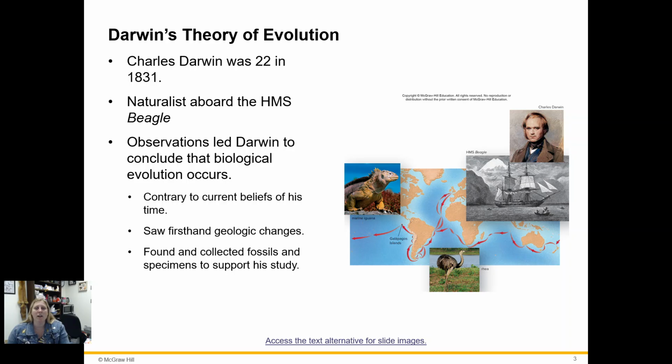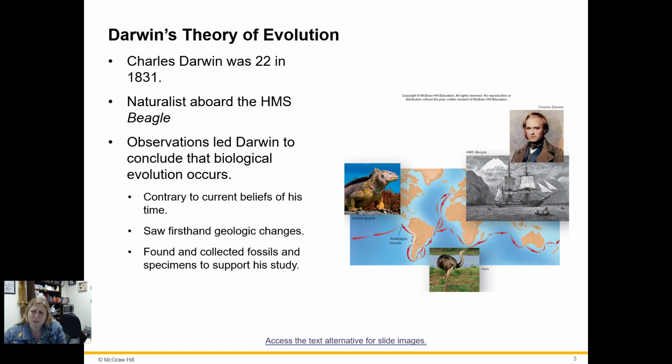And so he had considered going into seminary. He had gone to different schools. He had considered being a doctor, but he didn't like blood. Obviously you can't be a doctor if you don't like blood. And so he was a little bit lost at this time and went on to the ship and started doing observations. Darwin had always been very much into fossils and animals and plants.